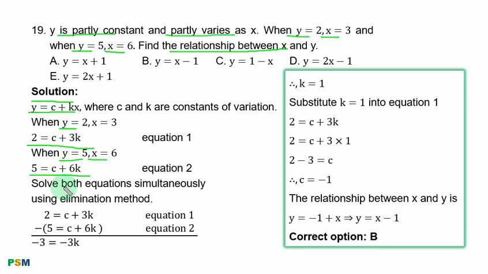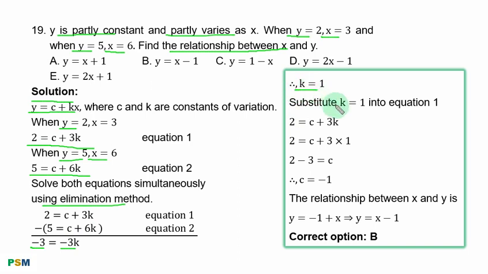Solve both equations simultaneously using elimination method. You have equation 1 and 2. It is easier to eliminate c since the coefficient is the same. To do that, you have to subtract. So 2 minus 5 is minus 3. C minus c is 0, plus 3k minus plus 6k, that is minus 3k. Divide through by minus 3, k is equal to 1.